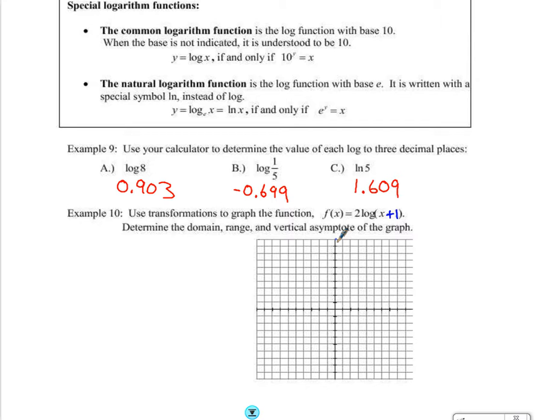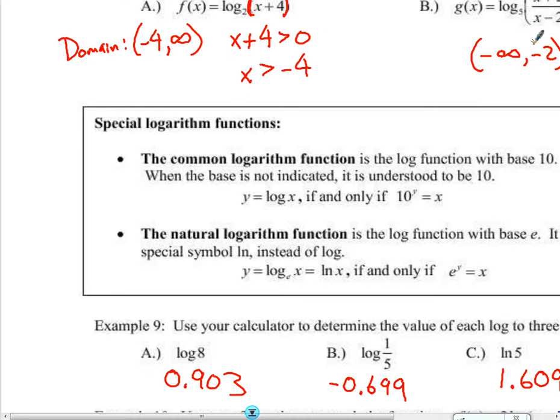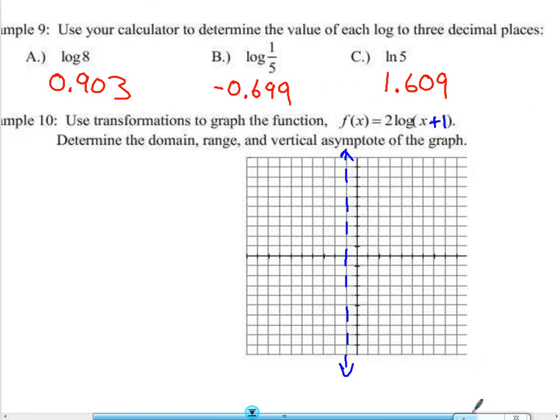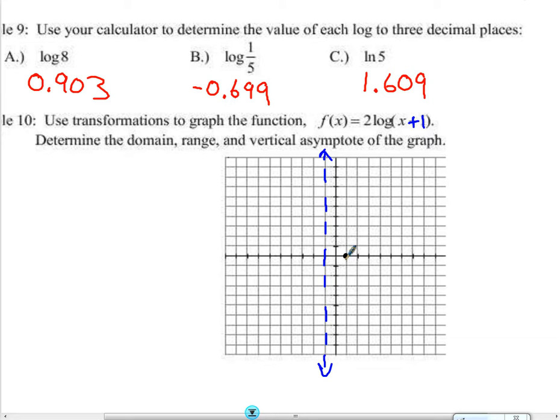Now, I'm not trying to trick you here. I'm just going to go ahead and graph the original parent function, just so we can remember where we started from. The original parent function kind of looks like that. That's the original parent function, log of x, right?